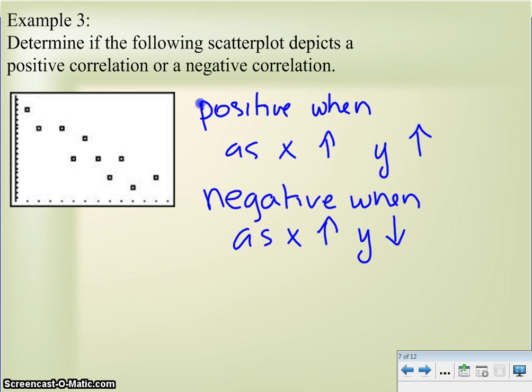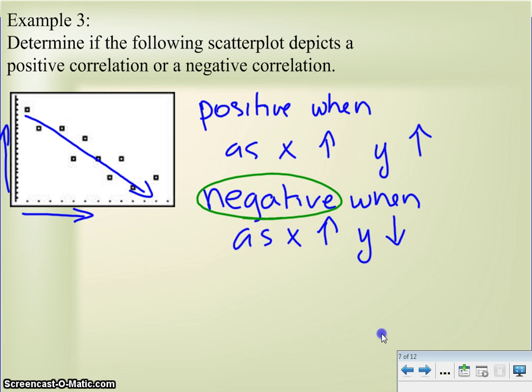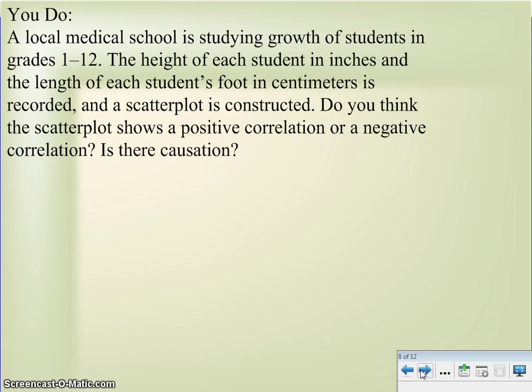So let's take a look at this graph. X is increasing going in this direction. Y would be increasing going in this direction. But here we see that as x is increasing, y is actually decreasing, and therefore it is a negative correlation. Please press pause, go ahead and solve this, come back when you're ready and we'll finish it together.